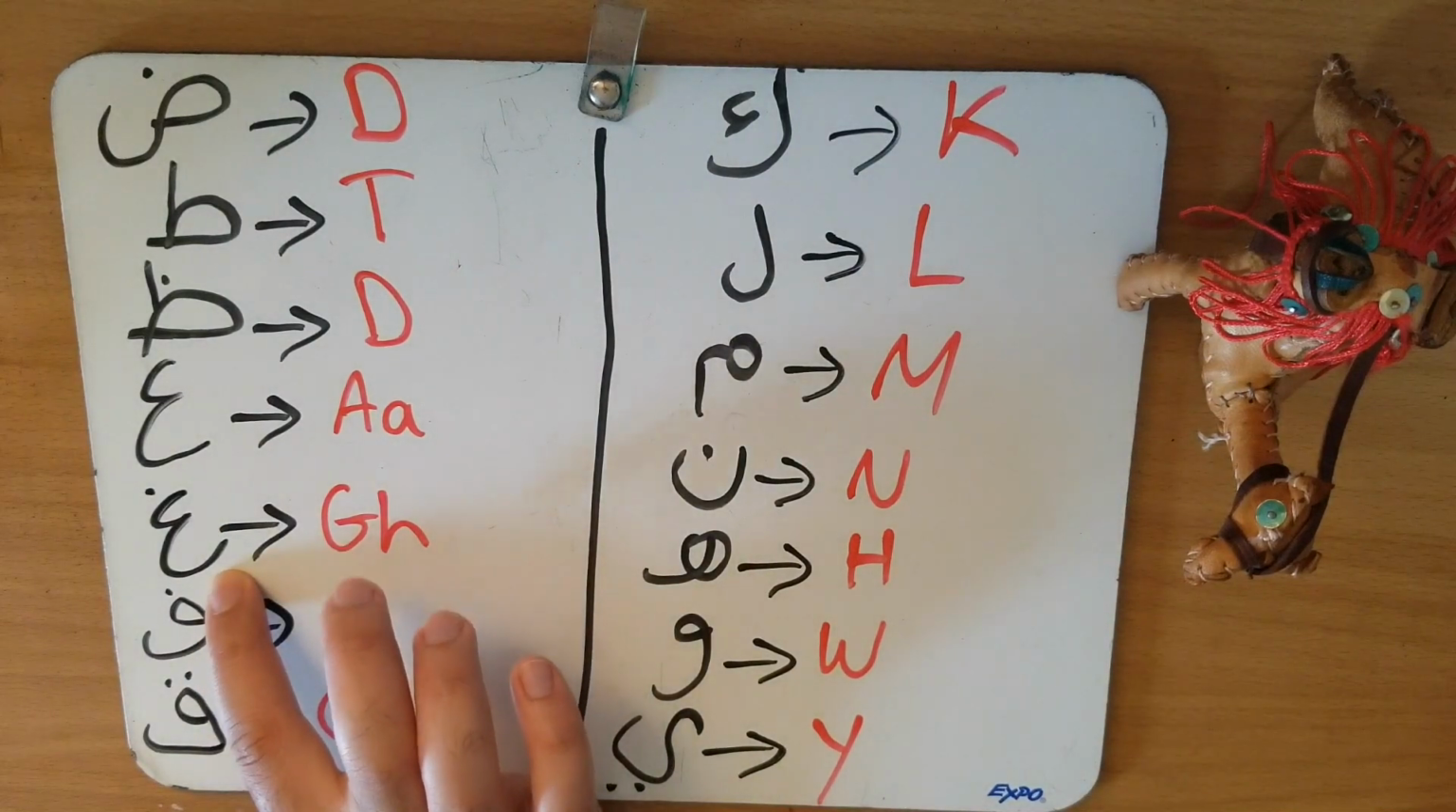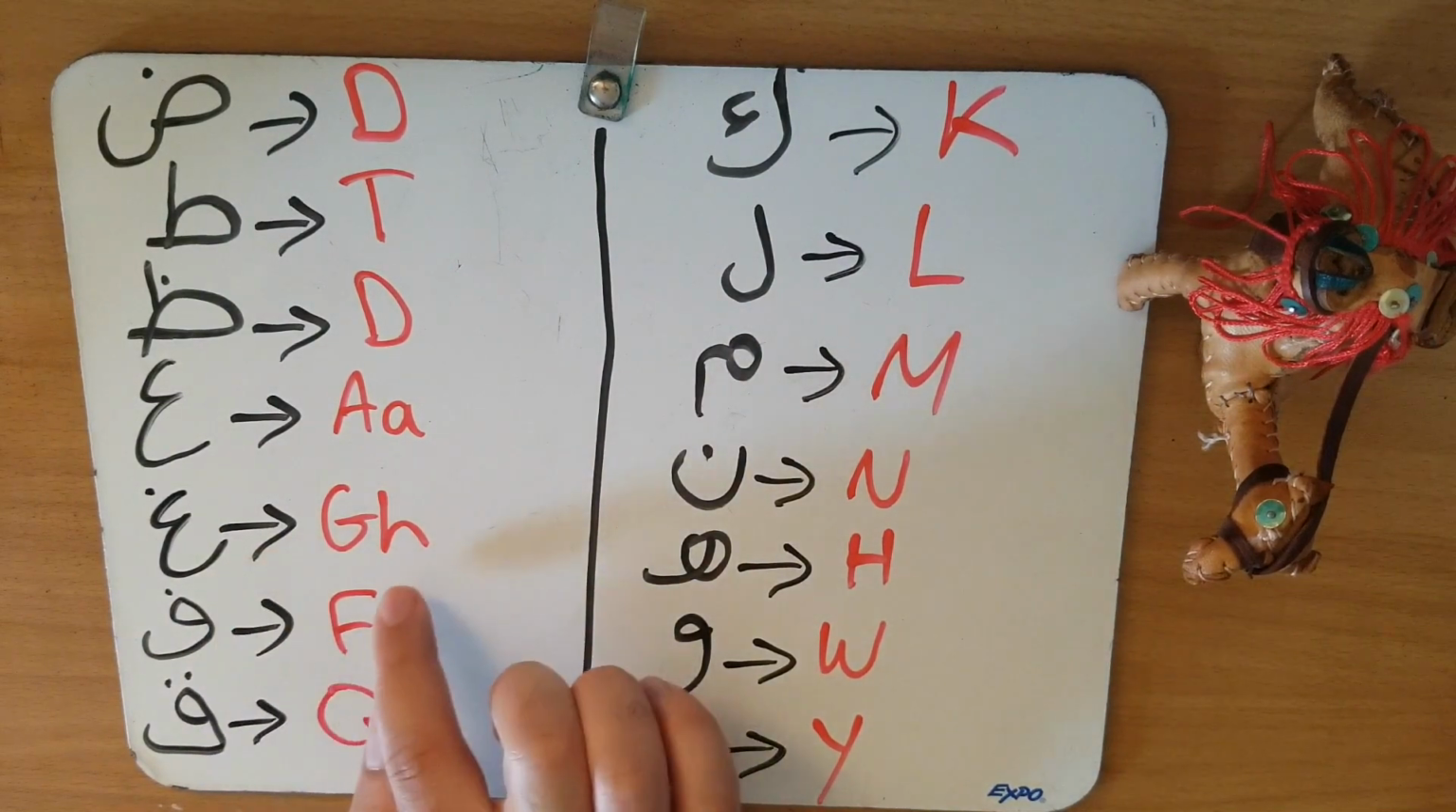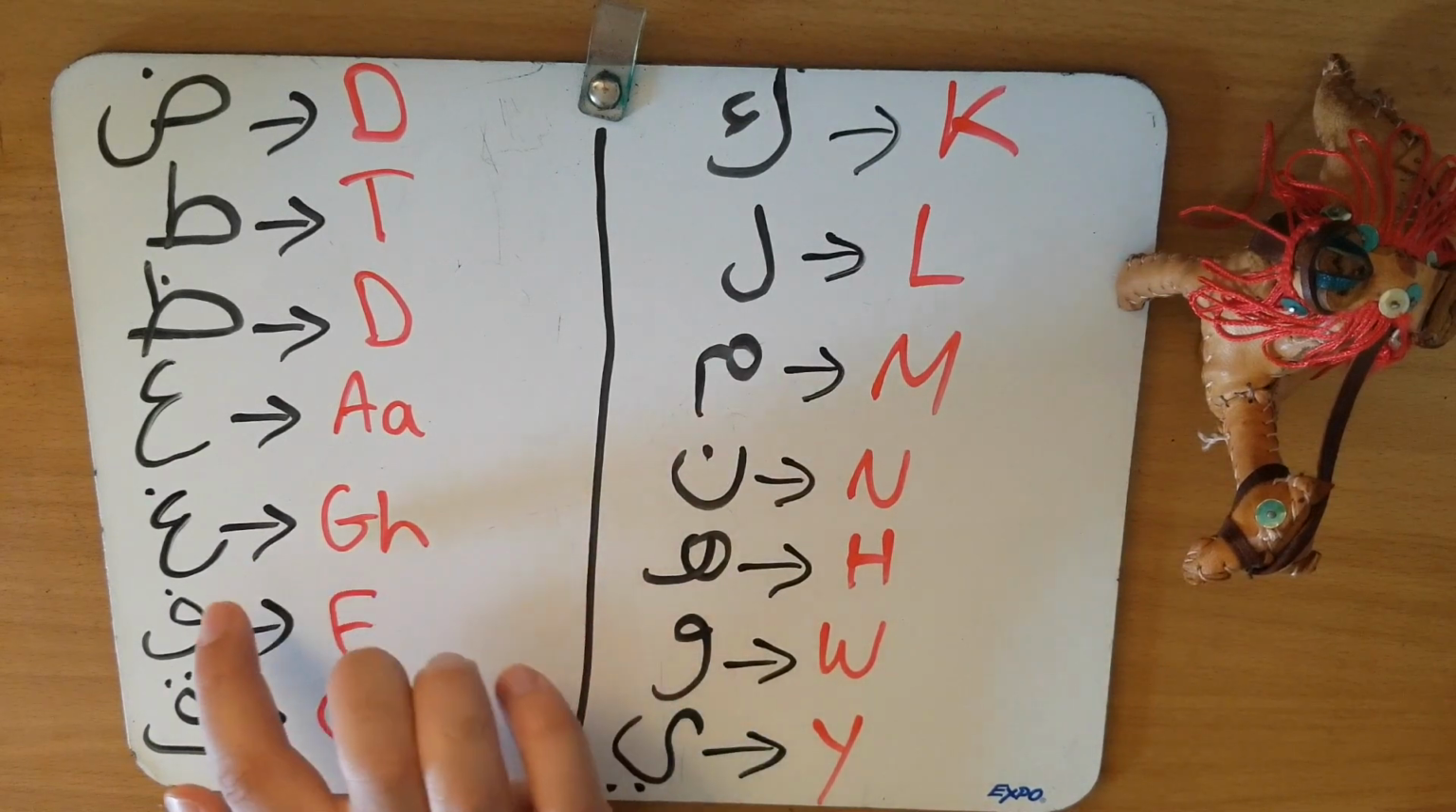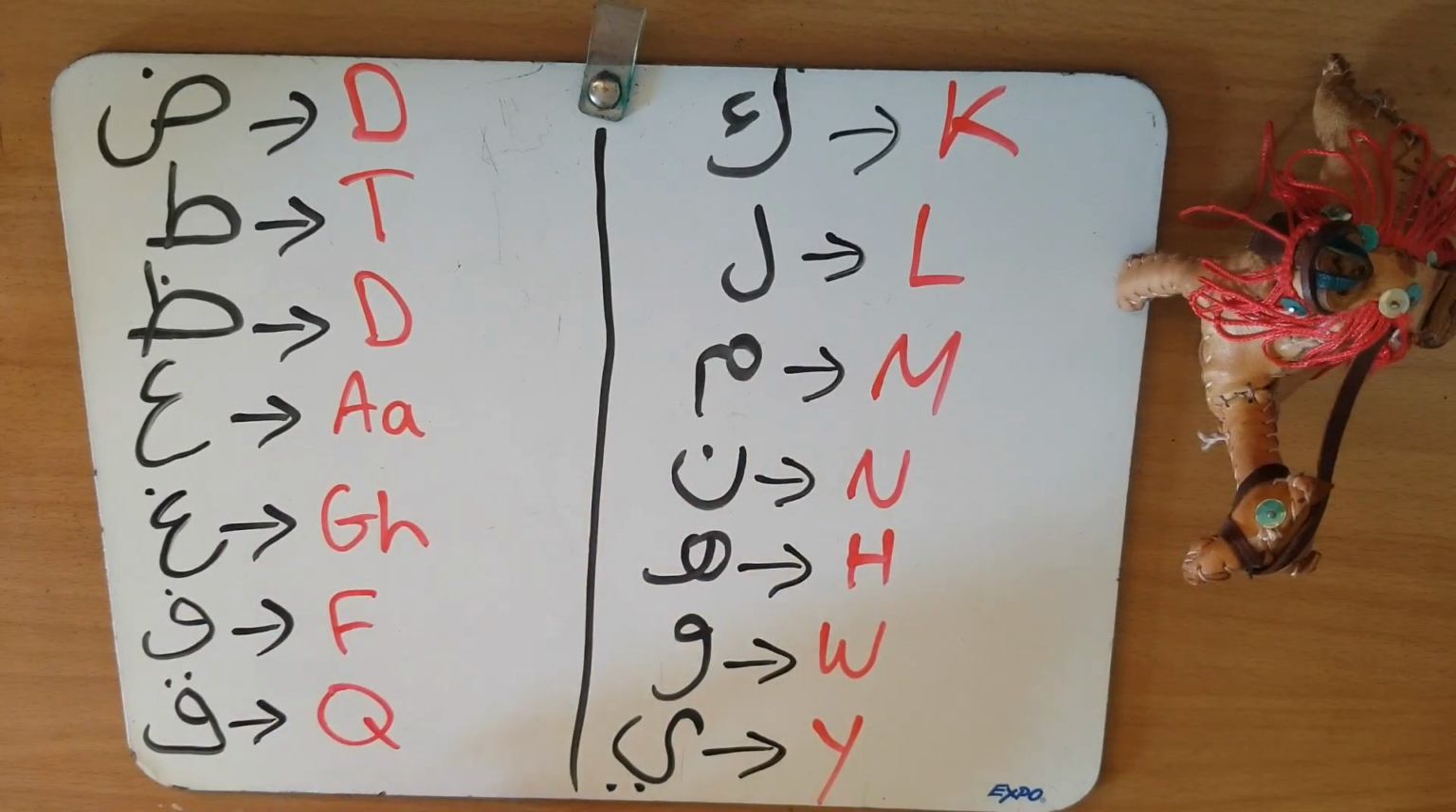Ghain, again, is also a very difficult one. It's usually written as GH. Fa. This one's a straightforward one because we have a sound that translates directly, F. Qaf. Again, this is a deep Q or K sound. I usually translate it into the Q sound because to me that's the closest sound to the Qaf sound. Qa, qa, qalam, qara'a. This is a very deep sound that you want to keep working on to get.